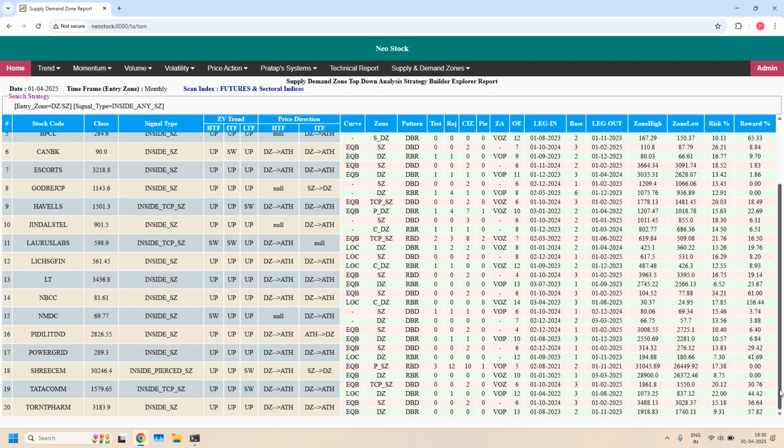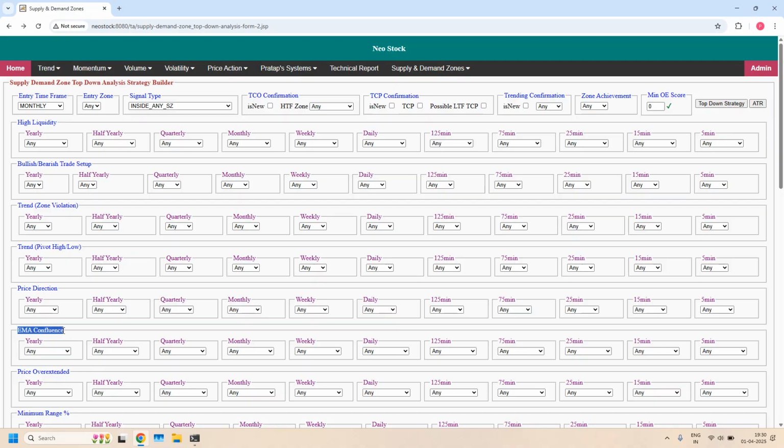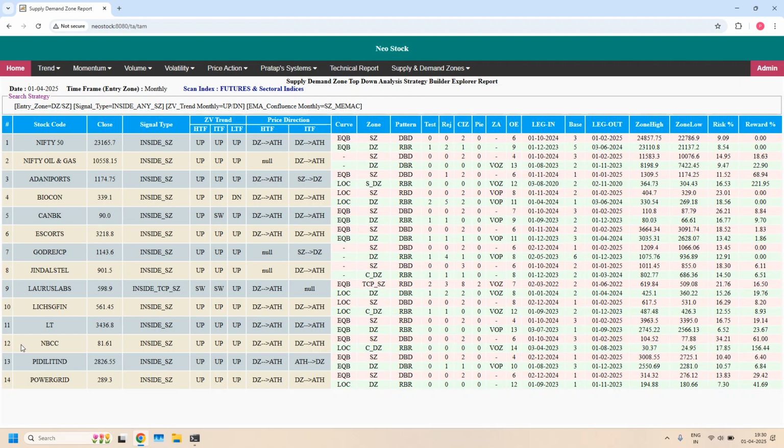Okay. We can further filter based on monthly supply zone having monthly EMA confluence, and also trend on the monthly should not be sideways. Can be up or down. Now the list has come down to 14 stocks. So this is about monthly time frame.